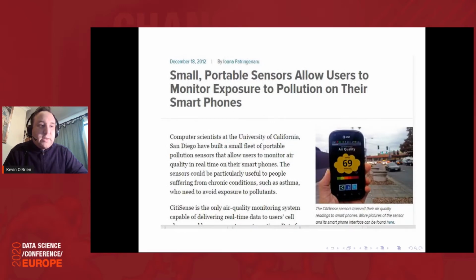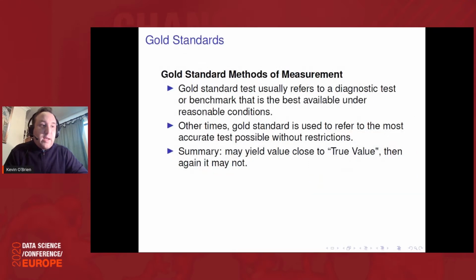Here are some other examples of where it pops up in the real world. This is an older example: an air pollution example, using sensors to measure air pollution on a bicycle. This is just a newspaper article from a few years ago. Now I'm going to get into the terminology in more detail.